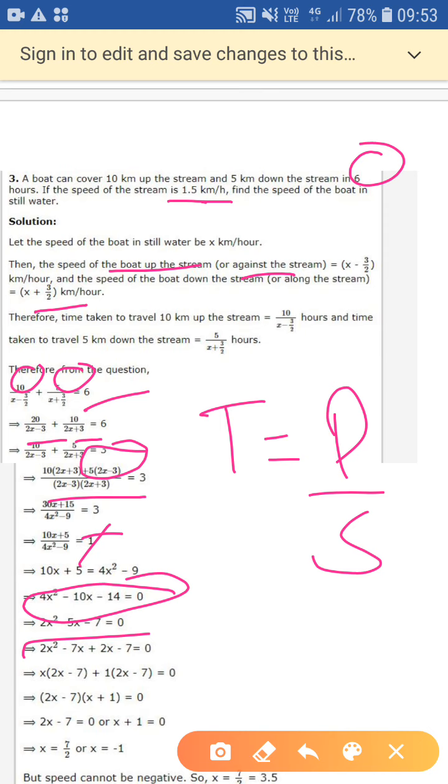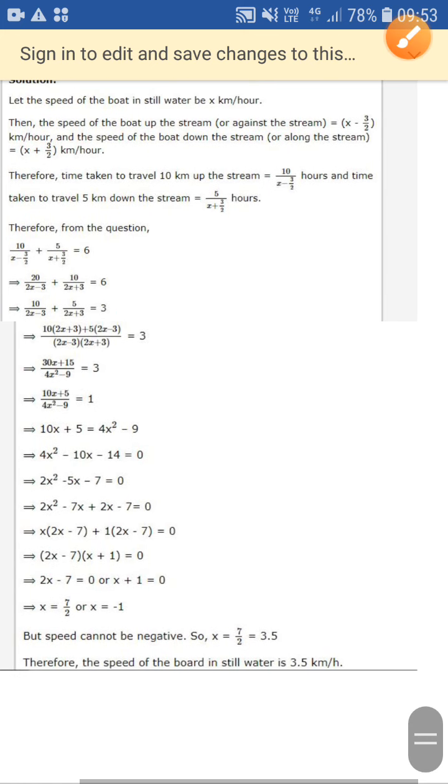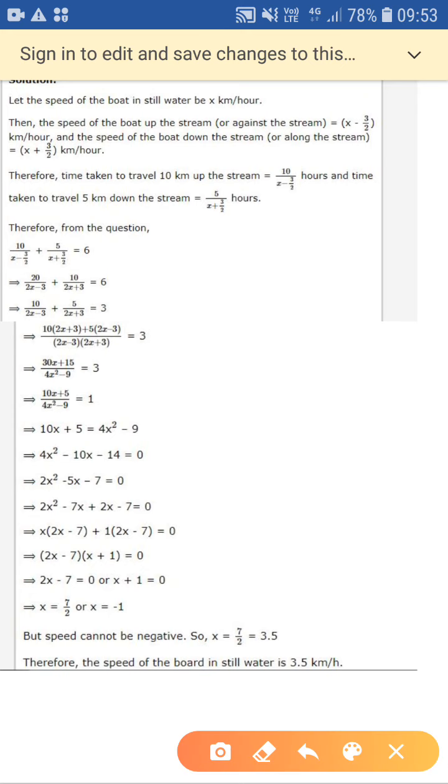And then by factorization, we have one factor as 2x minus 7, the other factor is x plus 1. So it gives us either x equals to 7 by 2 or x equals to minus 1. But because speed cannot be negative, we cannot take this value, rejecting this, and therefore we take the other value, that is 3.5 kilometer per hour. So in this way the speed of the boat in still water is 3.5 kilometer per hour.